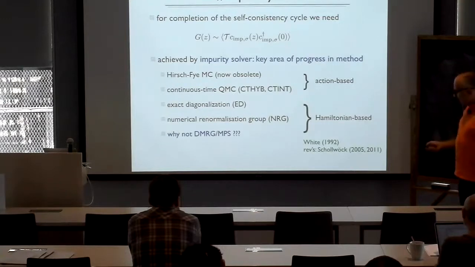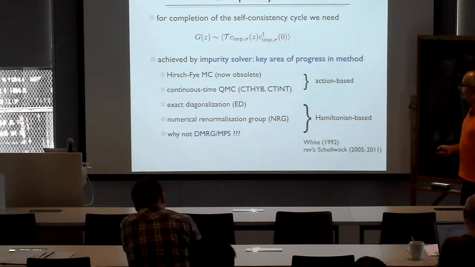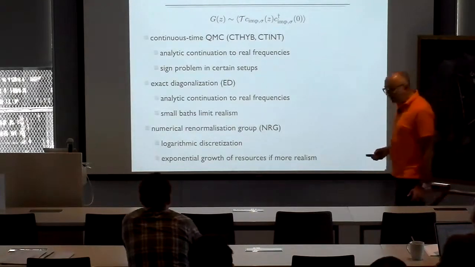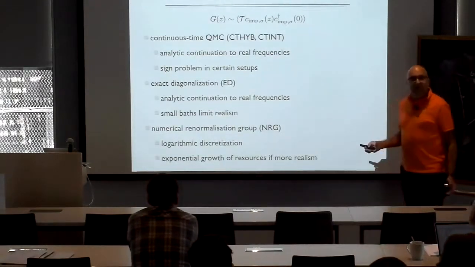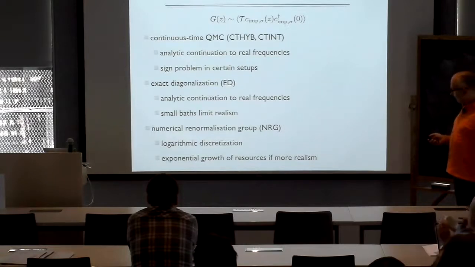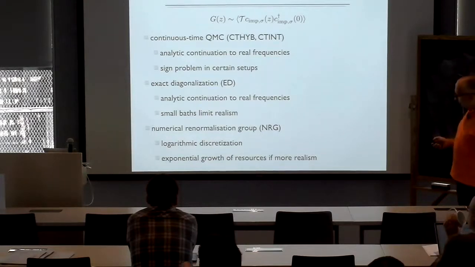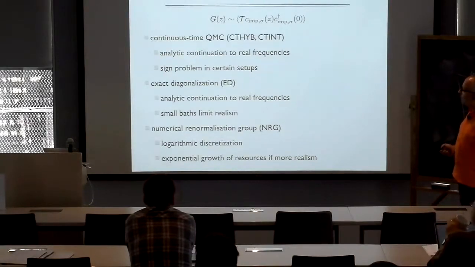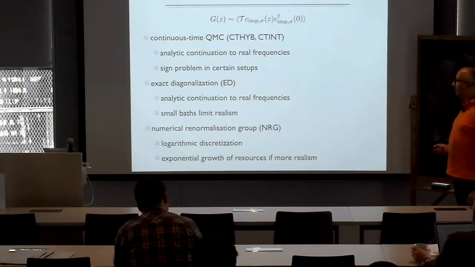So now we have this question mark. Why would you actually want to do that? I listed several methods. Why do we need yet another one, just to have another method and keep people busy? Now, the sales pitch is the following: all these other methods, and I just list these three here, CTQMC, ED, and NRG, they all have strengths and weaknesses.